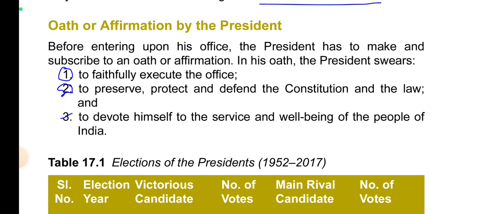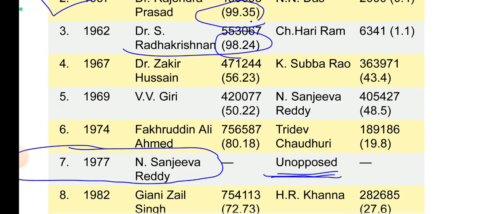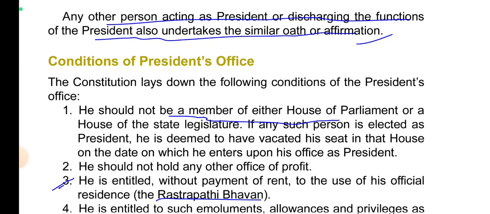Oath or affirmation by the president. Before entering upon his office, the president has to make and subscribe to an oath or affirmation. In his oath, the president swears to faithfully execute the office, to preserve, protect, and defend the Constitution and the law, and to devote himself to the service and well-being of the people of India. The oath of office to the president is administered by the Chief Justice of India, and in his absence, the senior-most judge of the Supreme Court available. Any other person acting as president or discharging the functions of the president also undertakes a similar oath or affirmation.